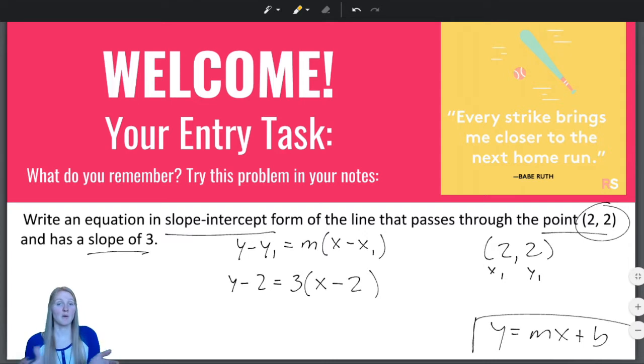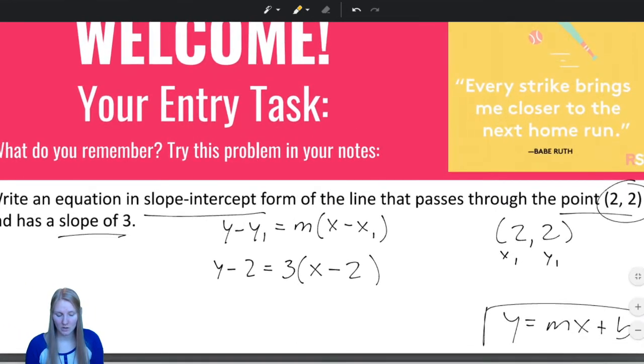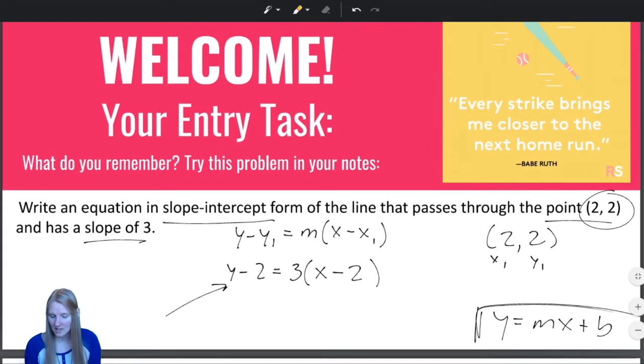Awesome. Now, if the problem had asked us to write an equation in point-slope form, we'd be done. But it didn't ask for point-slope form. It asked for slope-intercept form. So now we need to solve for y. We need to get this in the form y equals mx plus b.